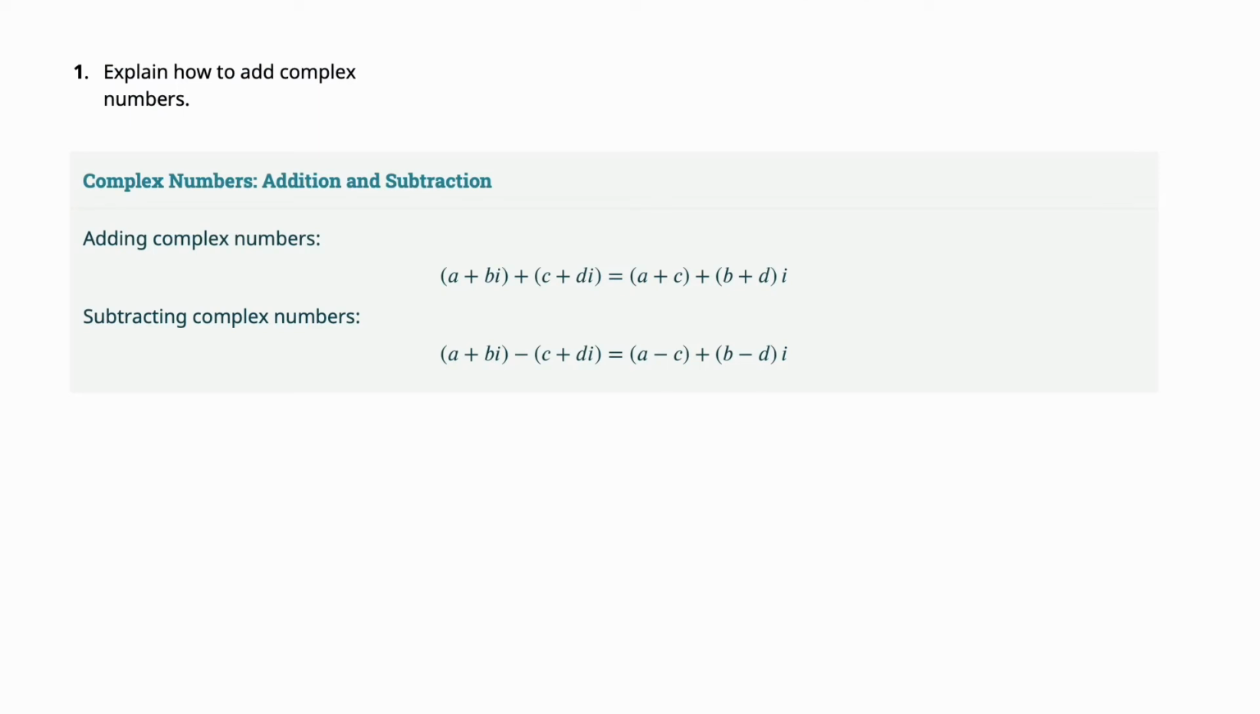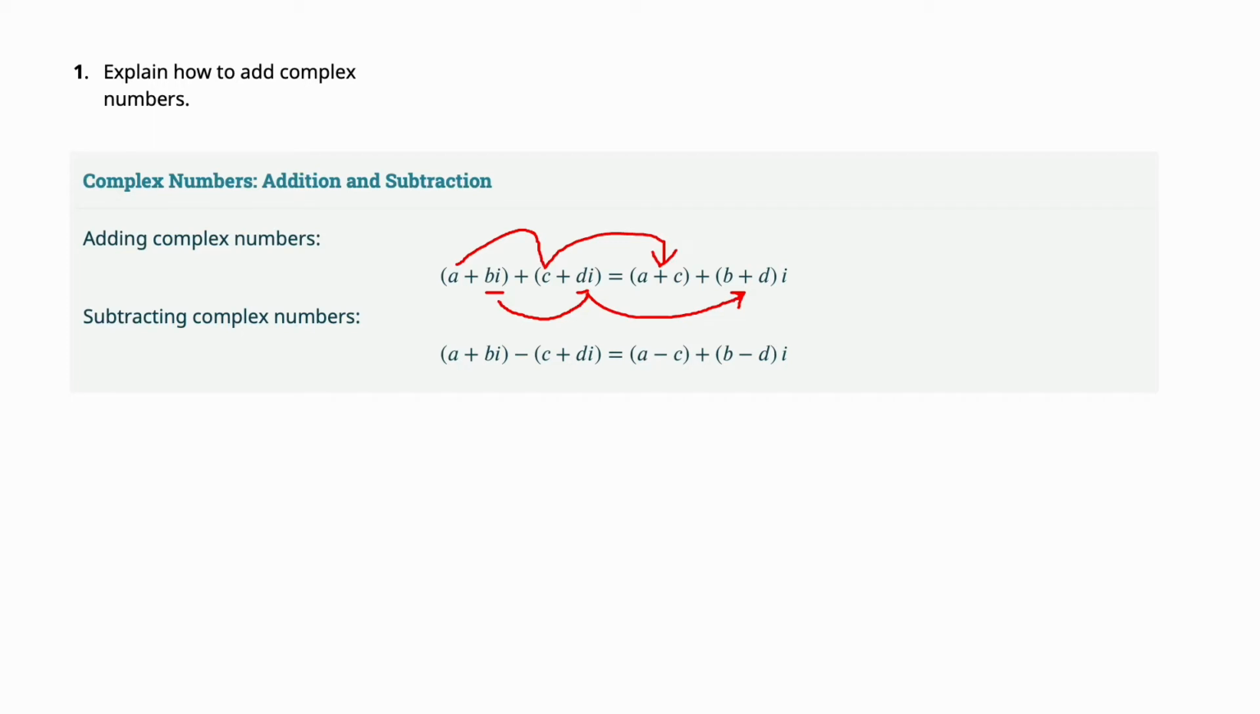So how do you add these numbers? The first thing you do is you notice that you add the real parts. a plus c gives you a plus c. That's the real part. Now you take the imaginary part, just like a polynomial. It's kind of like adding like terms. b plus d, times i, gives you the imaginary part.